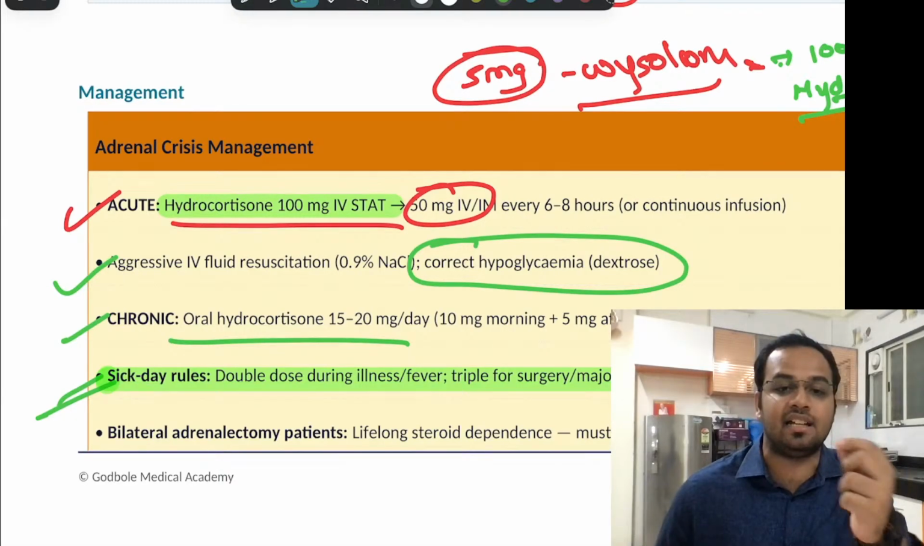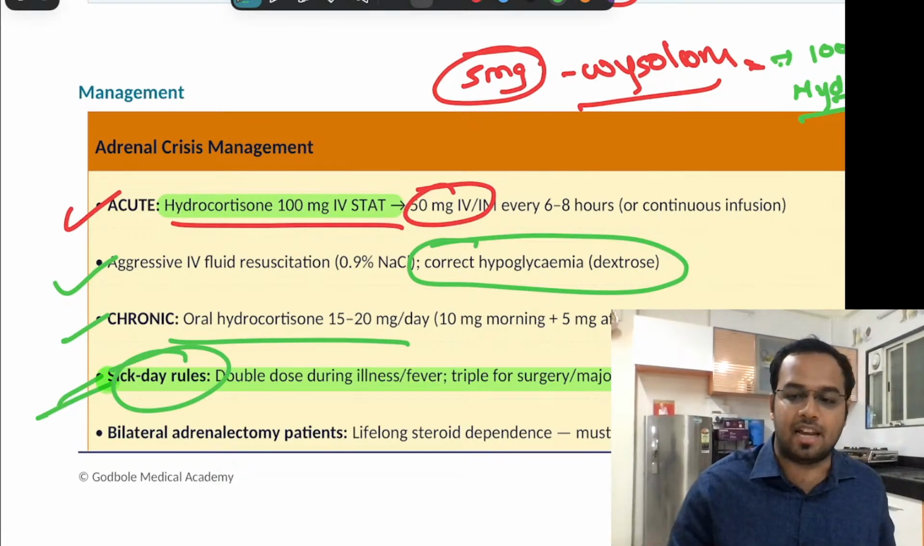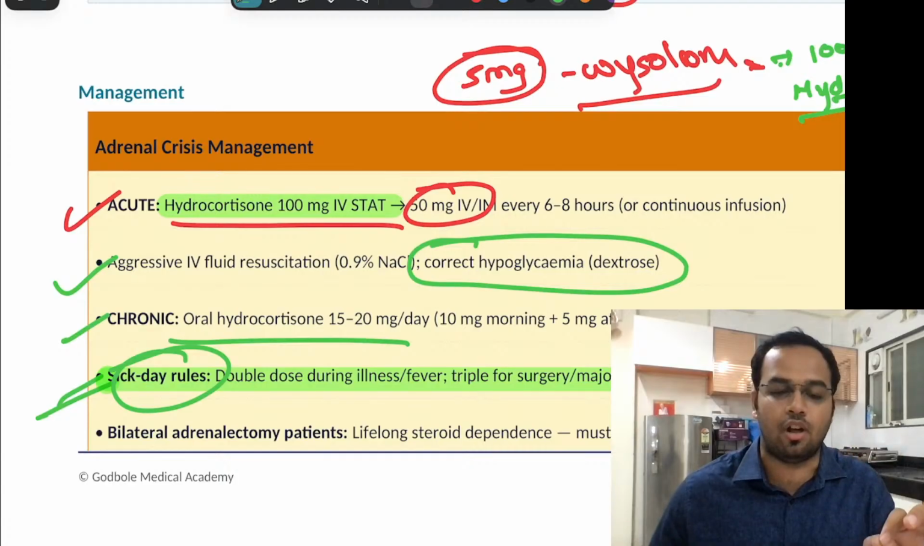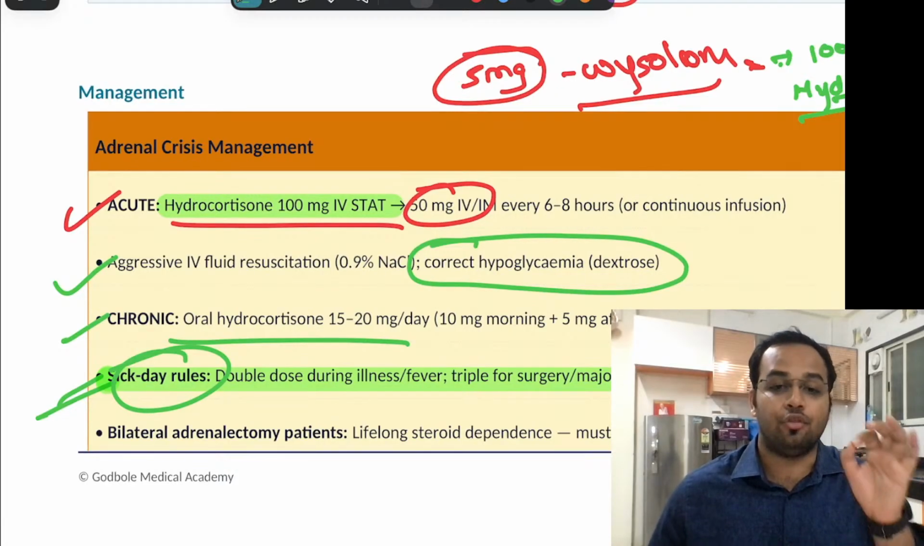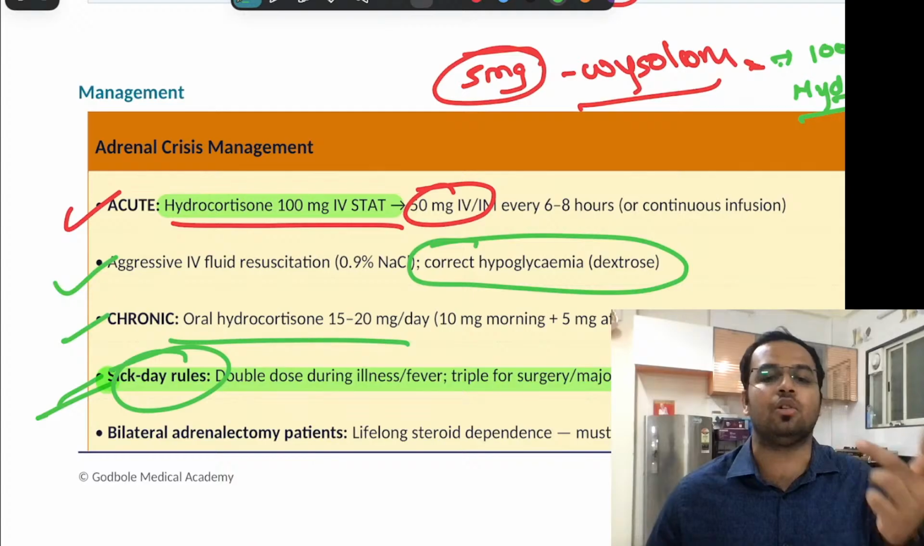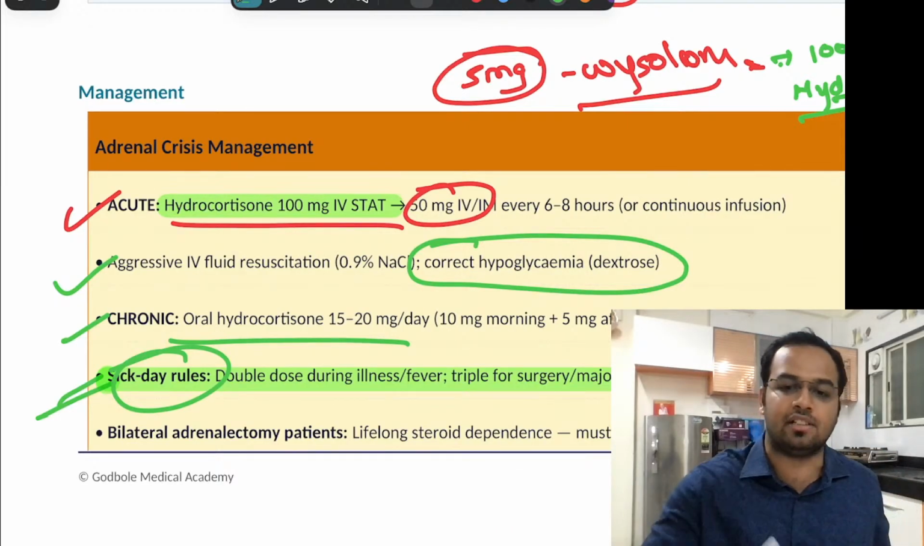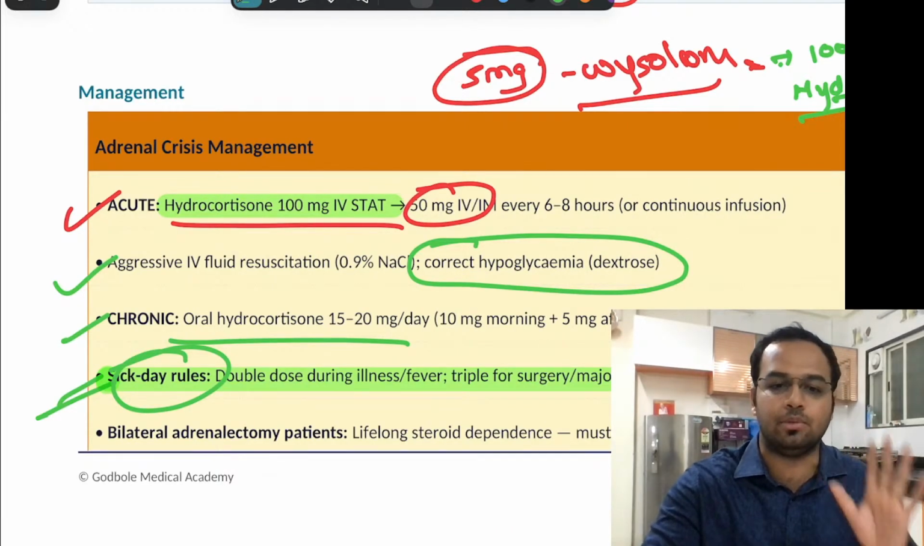So it is called a sick day rule. What is the sick day rule when it comes to adrenal crisis management? Any patient who is on long term steroid, or a patient with Addisonian disease, whenever the patient lands up with any disease, any physical stress, or is going to undergo any surgery, that is the time you double the dose of the steroid. While discharging the patient, tell them that whenever they have any type of illness, that is the time to double the doses. That is called the sick day rule in adrenal crisis management.